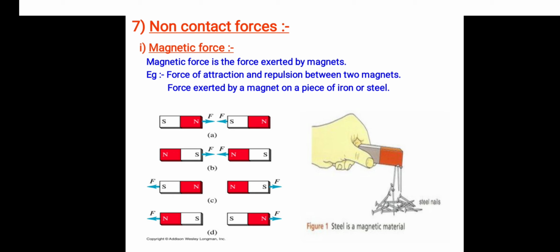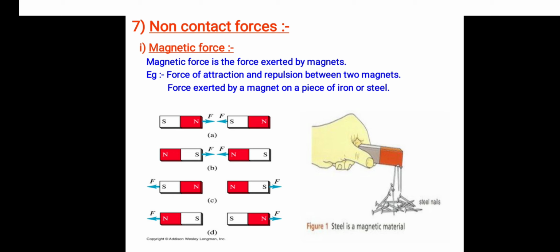Okay, I repeat. In the first figure, the north pole of the first magnet is attracted towards the south pole of the second magnet. In the second figure, the south pole of the first magnet is attracted towards the north pole of the second magnet. In the third figure, the north pole of the first magnet repels the north pole of the second magnet. Similarly, the south pole of the first magnet repels the south pole of the second magnet. That's all. So the magnetic force is a non-contact force. Here there is no contact between the two magnets.